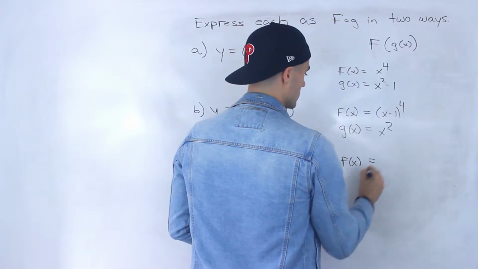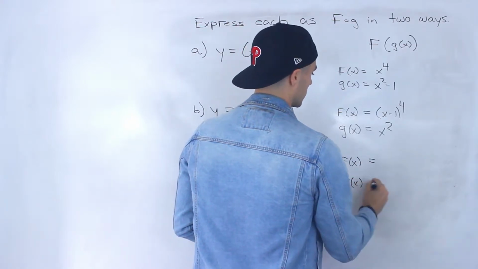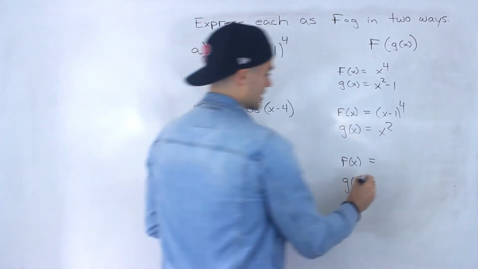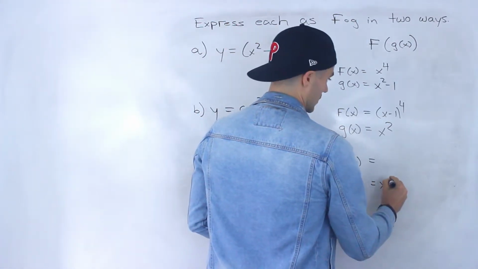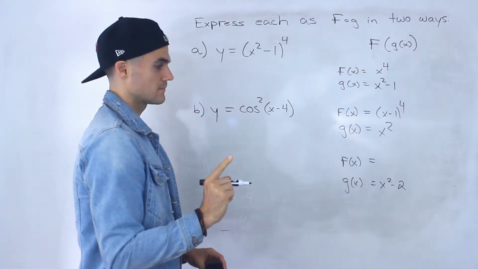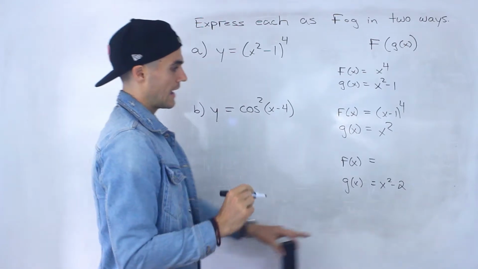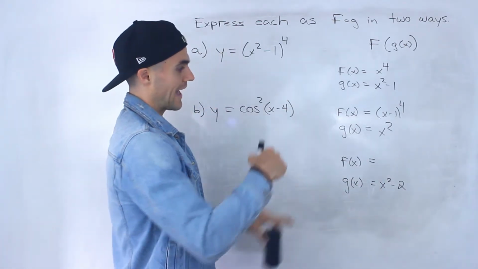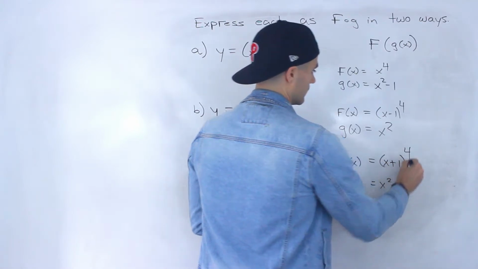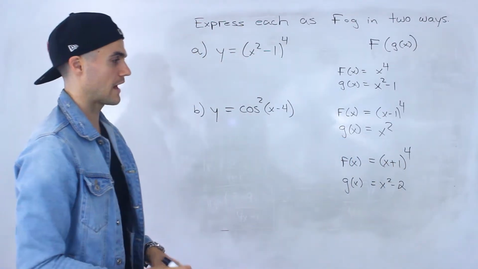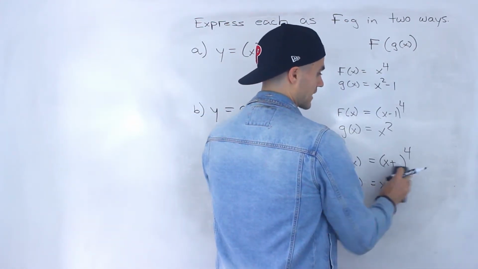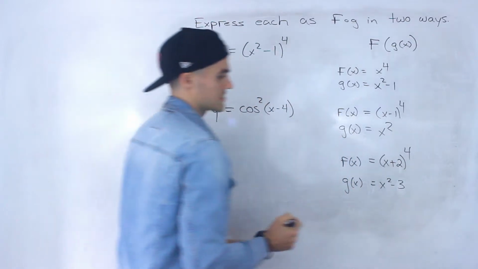So another way you can do this is, let me think here. You can do x squared minus 2 as g of x. And then how do you get from minus 2 to negative 1? You have to add 1. So your f of x would be x plus 1 to the power of 4, like that. Or if this was x squared minus 3, then this would be x plus 2, for example.